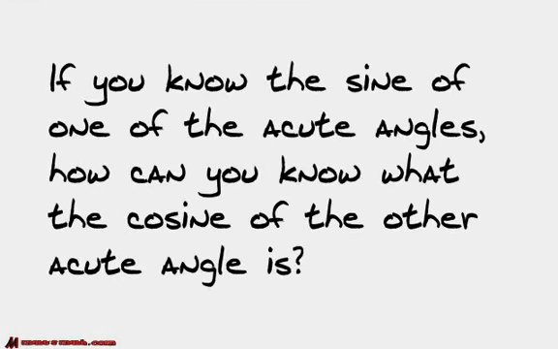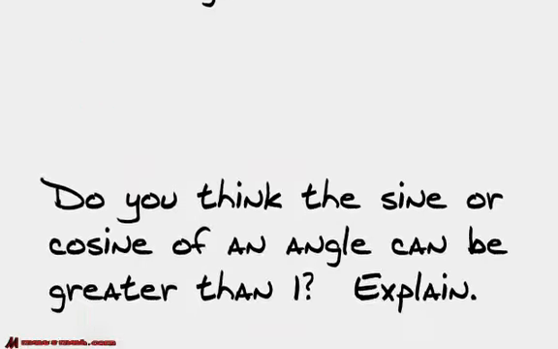If you know the sine of one of the acute angles, how can you know what the cosine is of the other acute angle? That's the pattern. If you know the sine of one of the angles, you know that that's the cosine of the other angle. Pretty cool.